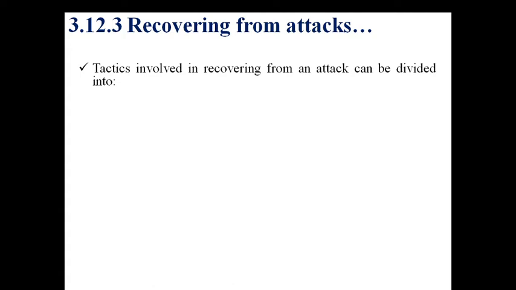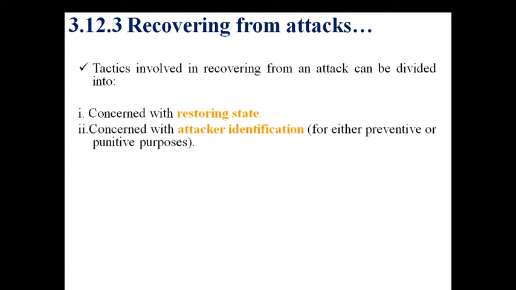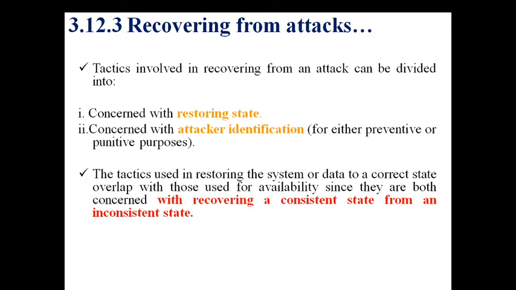From the checkpoints, the status of the data is stored as a checkpoint. Whenever some data has crashed because of some security problem, we can go back to the checkpoint and recover from it. Of course, we may not be able to get the data after the checkpoint, but we can get the data up to the checkpoint. This is concerned with restoring state, along with attacker identification: from which state we have to recover, and finally who has done that.